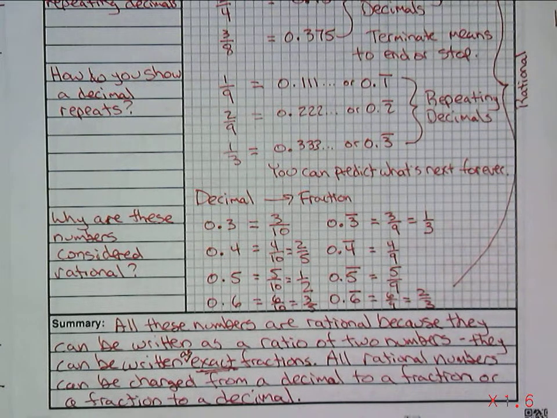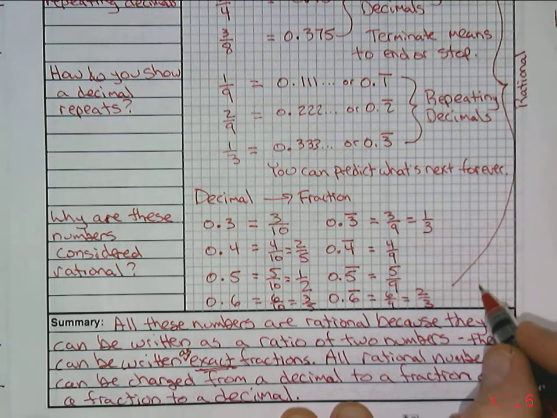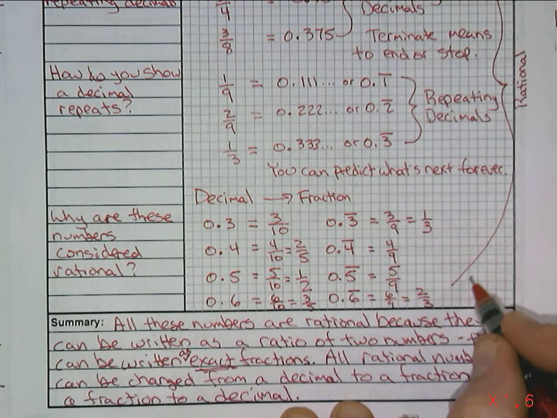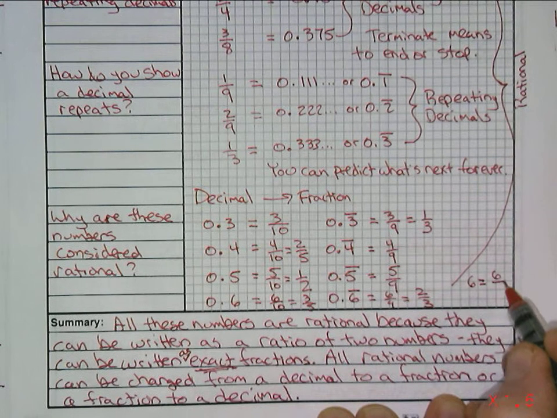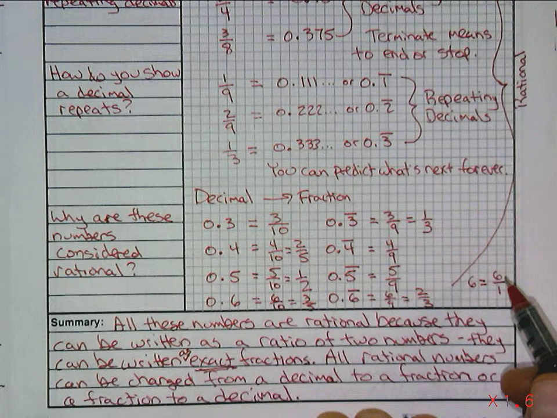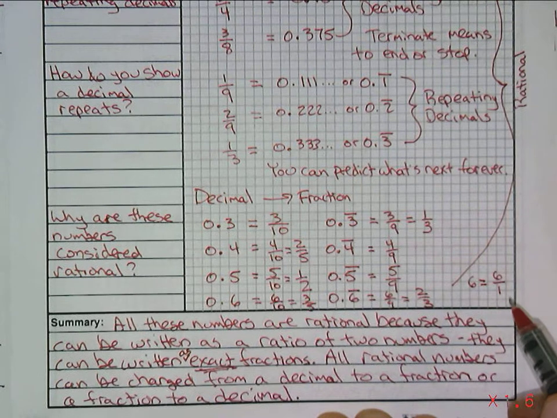Even whole numbers are considered rational because you can simply take any whole number. Like if I took the number 6, it is a rational number because it can be written as 6/1, the ratio 6:1. So even whole numbers are considered rational. You can always write them as ratios.